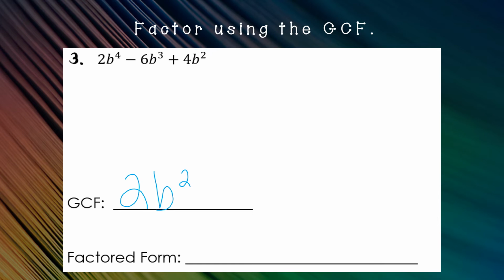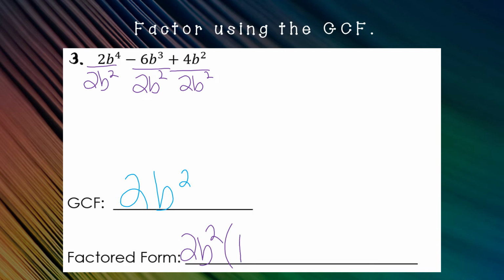I'm going to divide every term by 2b squared. And when you write your factored form, make sure your 2b squared is part of it. So 2 divided by 2 is 1, which I don't really need to write. I'll write it and then I'll get rid of it in a minute. I've got b to the fourth up top. I'm dividing by b squared, so I'm essentially taking 2 away from 4, so that's going to leave me with b squared. So I don't need to write 1b squared, just writing b squared is good.